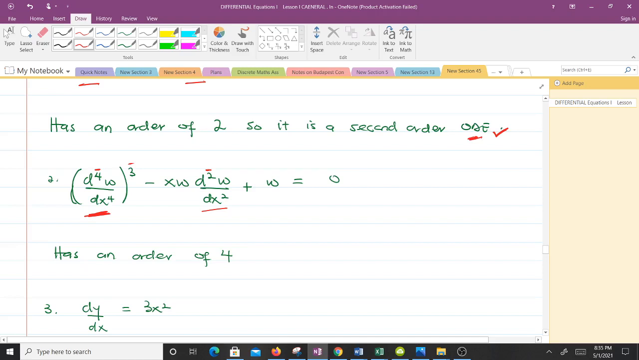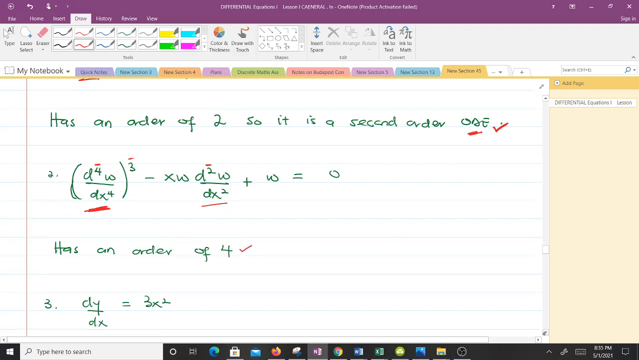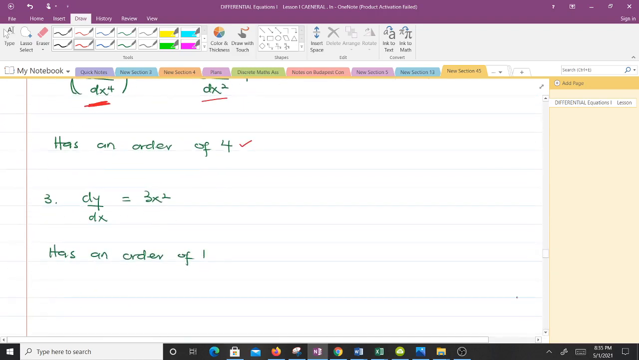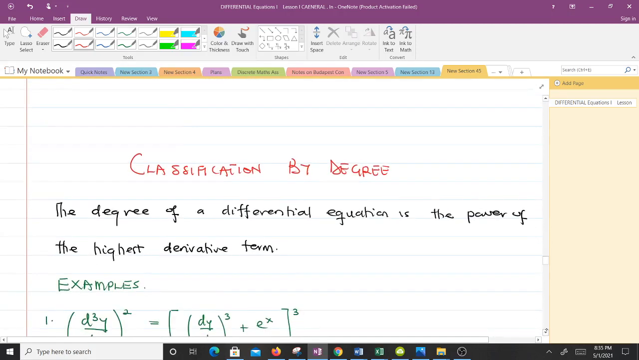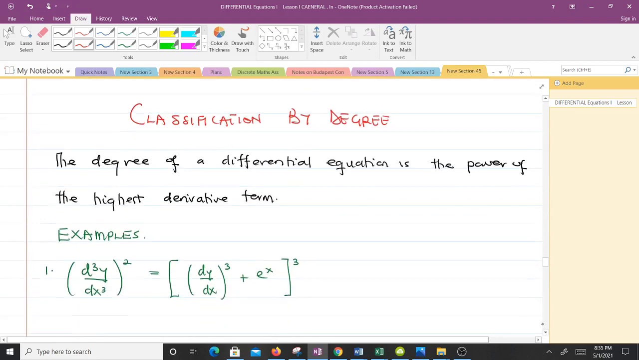So this one has an order of 4. Then when it comes to this third example, you can see that we have only 1 here. It has an order of 1. So this is a differential equation of order 1. So we call it first order. Okay, so that's it. That's how we classify differential equations based on order. Very simple, right? So let's go to the classification by degree.